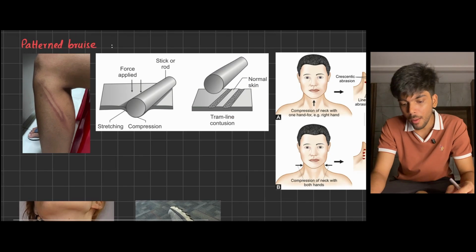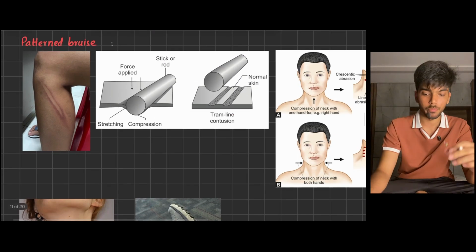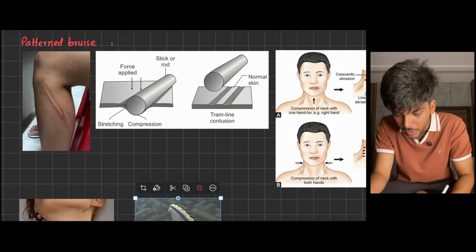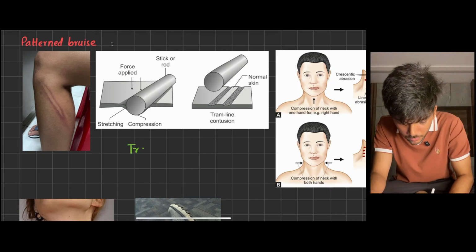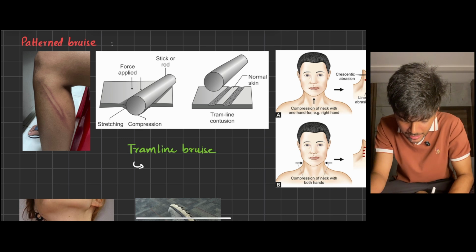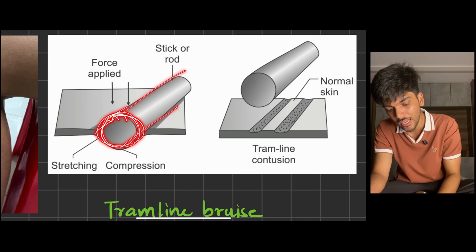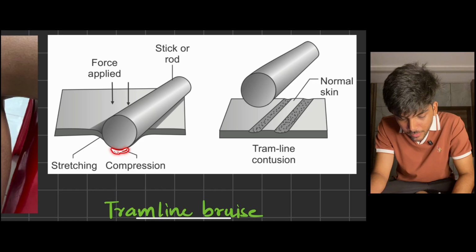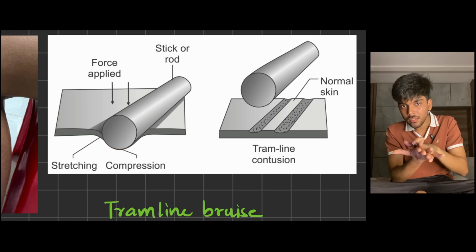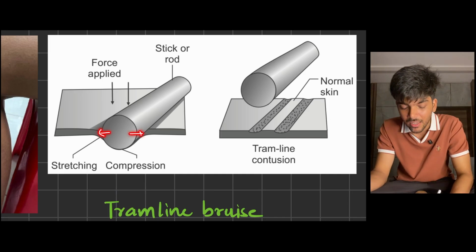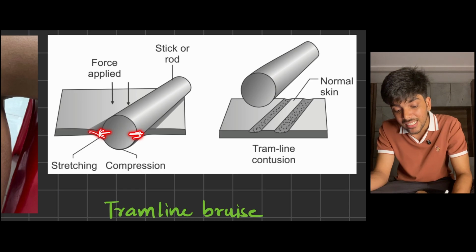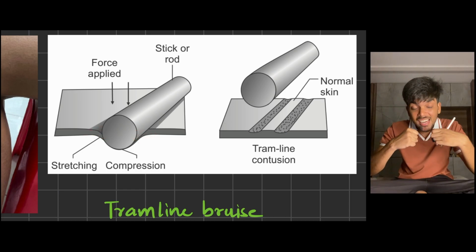Okay, next you have patterned bruise, right? These are some special types of bruise. What I am showing here is your tram line bruise, which is a result of a lathi or rod. Here, as the lathi strikes your skin, there is compression underneath where the blood vessel gets compressed, right? But the blood vessel does not rupture. While along the sides of the lathi, along the sides of the rod, the blood vessel gets stretched. And where it gets stretched, it gets ruptured.